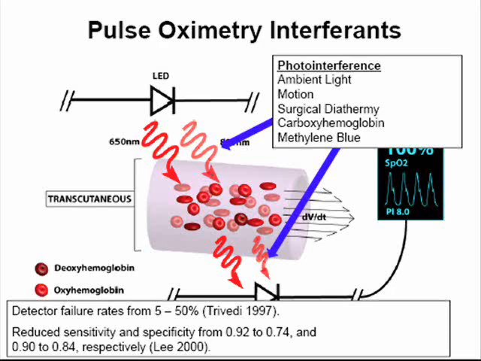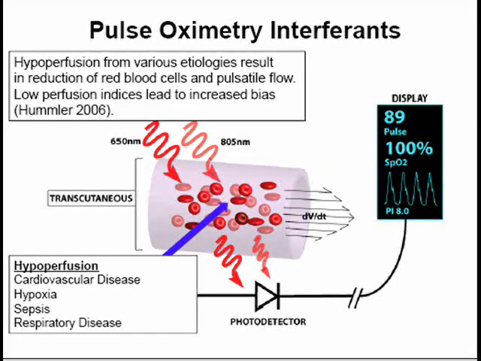Detection failure rates contribute to a loss in sensitivity and specificity from 92% to 74% and 90 to 84%, respectively. Another area where pulse oximetry may have trouble includes states of hypoperfusion. This could be due to cardiovascular disease, hypoxia, sepsis, and respiratory disease. Hypoperfusion from various etiologies results in a reduction of red blood cells and pulsatile flow. Low perfusion indices lead to increased bias.